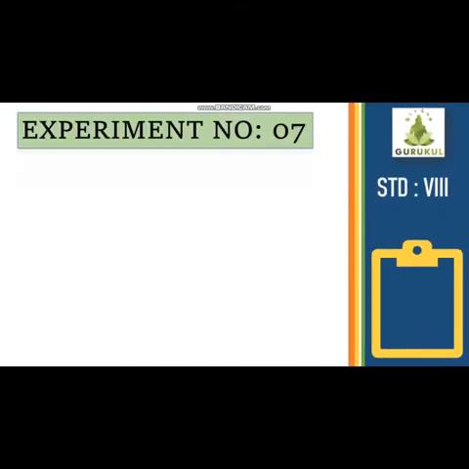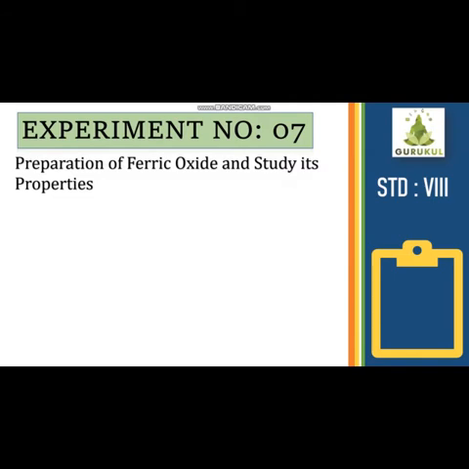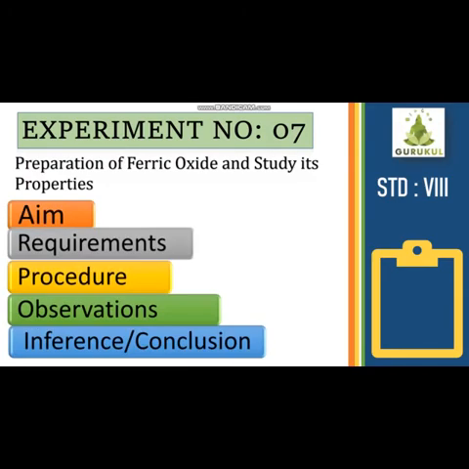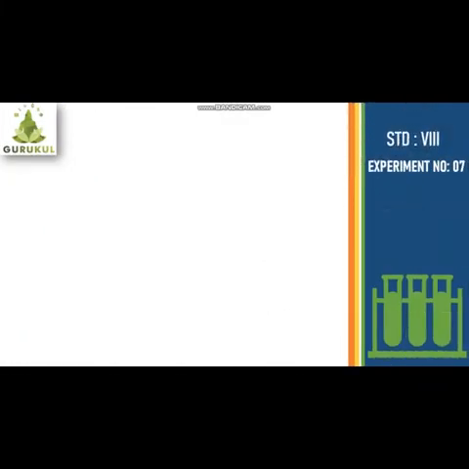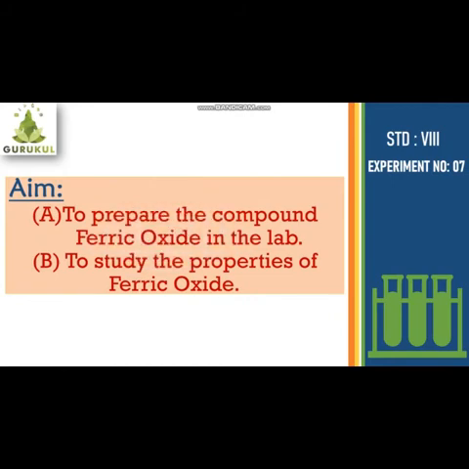Students, we are performing experiment number 7, and the title of the experiment is Preparation of Ferric Oxide and Study Its Properties. Part B also will be studied under 5 subheadings: aim, requirements, procedure, observations, inference or conclusion. Let us revise our aim, both the parts. Part A was to prepare the compound ferric oxide in the lab, that we have already done. Part B is to study the properties of ferric oxide now. Once we have extracted it in the dry form, we are going to understand its properties.